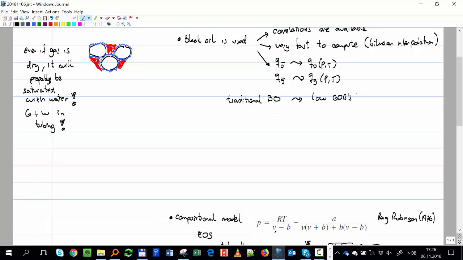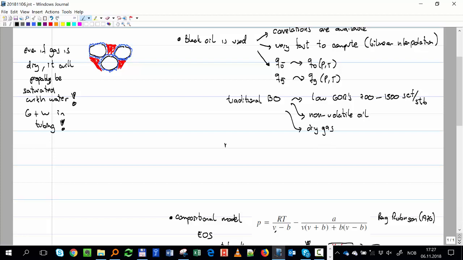We are talking here maybe between 700 all the way to 1500 standard cubic feet. And here I'm giving you some field units, so you're happy. We use it for non-volatile oil, or also for dry gas.